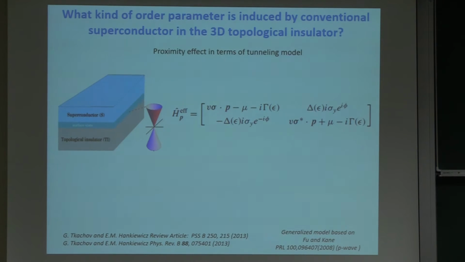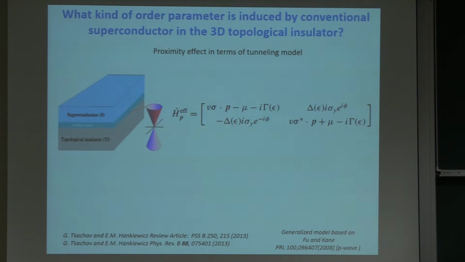So this is exactly what I would like to talk about. The question is, if I put an S-wave superconductor on top of the 3D topological insulator, exactly in proximity to the surface state, what kind of superconductivity will I actually induce in my system? And I can write here an effective Hamiltonian.